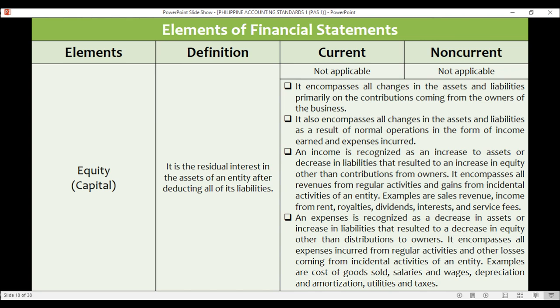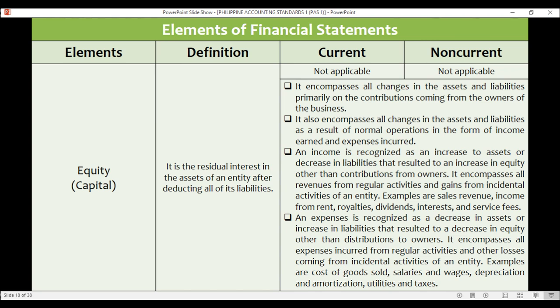Okay, the classification as to current or non-current is not applicable for this element. Your equity encompasses all changes in the assets and liabilities, primarily on the contributions coming from the owners of the business. It also encompasses all changes in the assets as a result of normal operations, referring to your income earned and expenses incurred. Therefore, changes associated in your statement of comprehensive income. Your comprehensive income is being closed to your statement of equity.